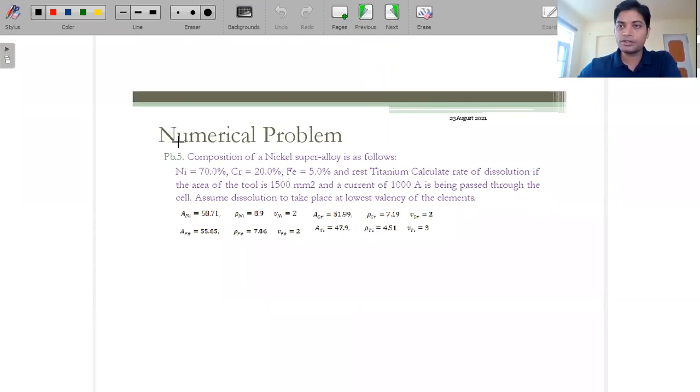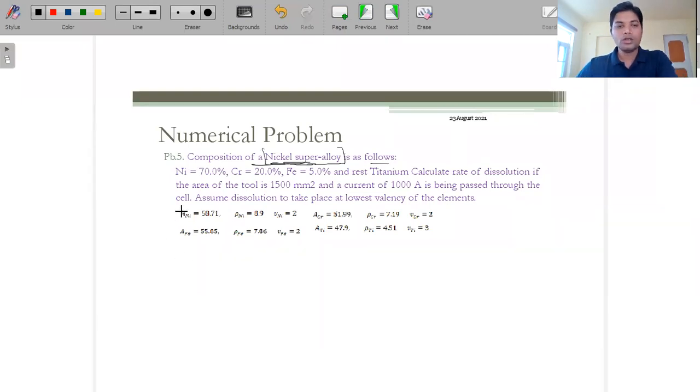Okay, guys. So please be ready with your calculator for this question. The composition of a nickel superalloy is as follows. Because in this problem, we have to use electrochemical machining operations, and the workpiece is made up of nickel superalloy. Now there are different types of nickel superalloys available, so we have to consider the percentages given here.